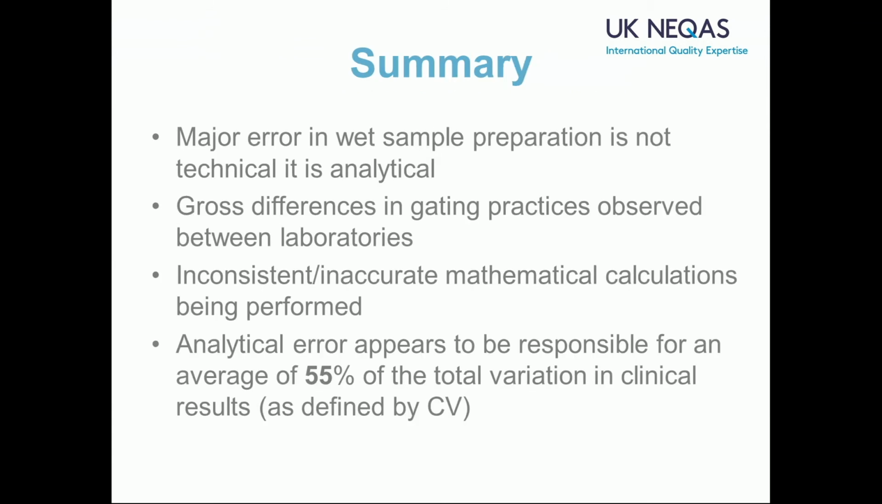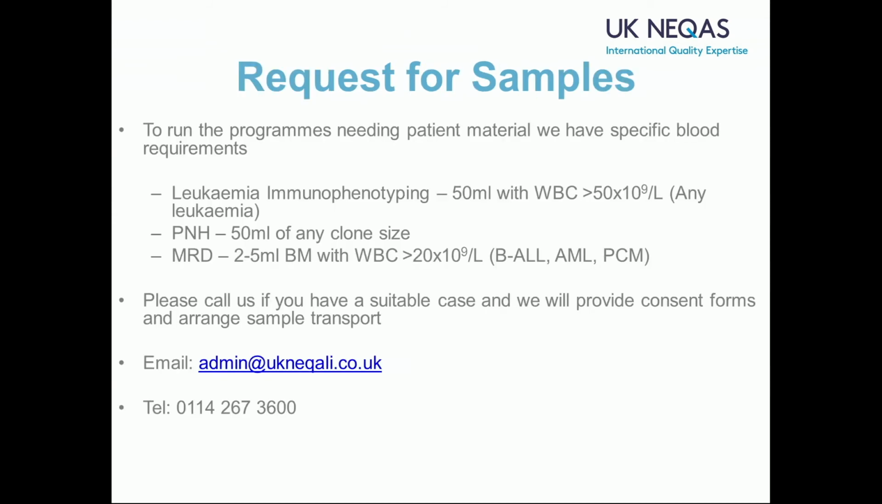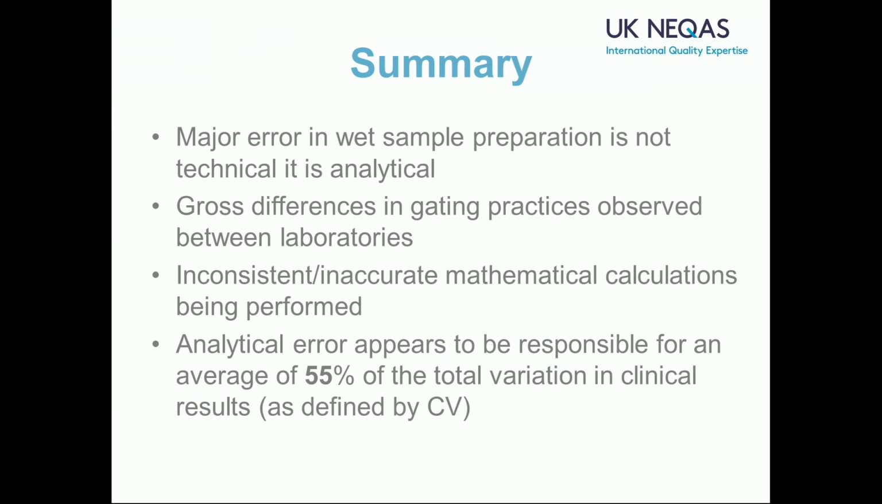So, in summary, it looks to us like the main error in sample preparation is not actually technical. It's not what we're doing at the bench, it's analytical, when we're actually sat at the flow cytometer. We've seen massive differences in gating practices between laboratories, and lots of inconsistent and inaccurate mathematical calculations being performed. It does seem to us that the analytical error is about 55% of the total variation in the clinical results, if we use CV as a measure. So the question is where we're going to go from here.